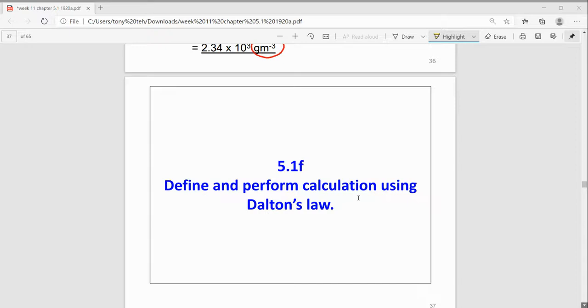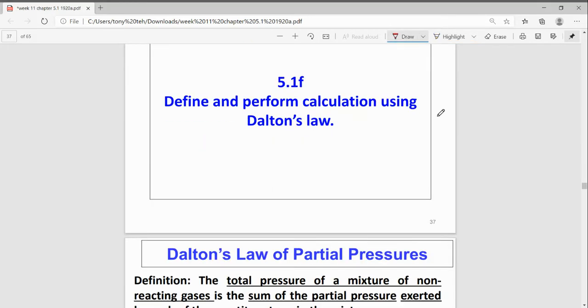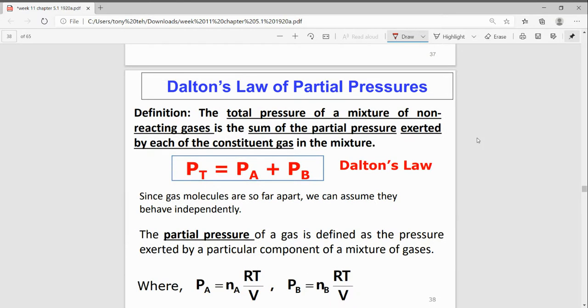Now let's continue with defining and performing calculations using Dalton's law. Dalton's law states that the total pressure of a mixture of non-reacting gases is the sum of the partial pressure exerted by each of the constituent gases in the mixture.